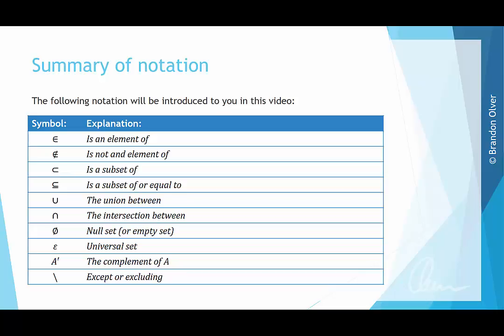Next, we have this A dash, and that stands for the complement of A. So that will have all elements that do not exist in A in it. So you could also have B dash, which would be the complement of B, or C dash, which would be the complement of C. So all of those just stand for the complement of a set. And then this backslash here means except or excluding. So you could exclude a particular element if you wanted to by using that backslash.